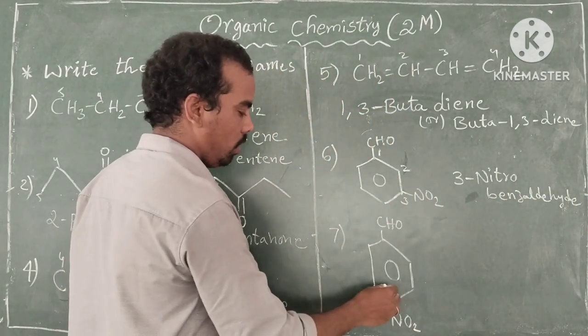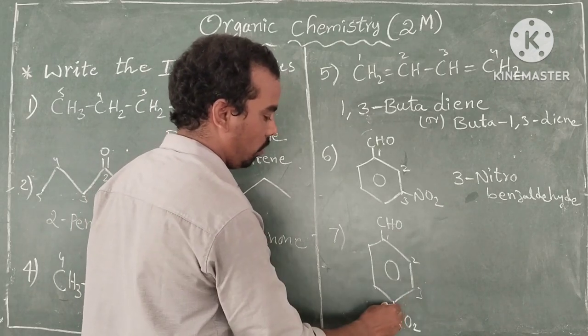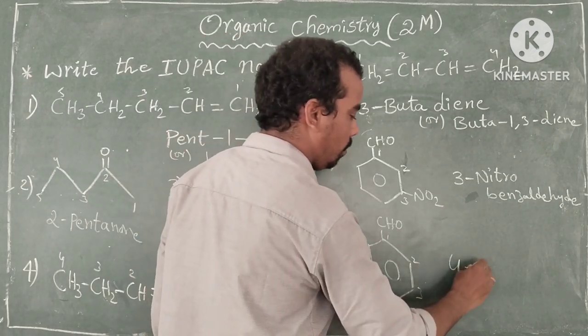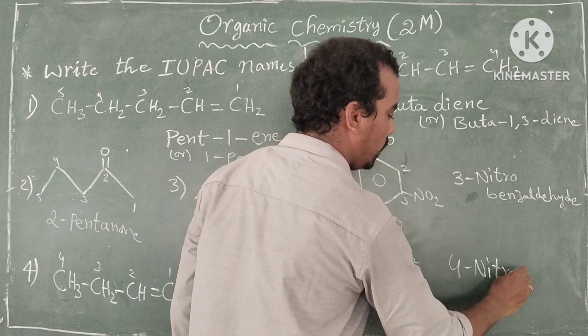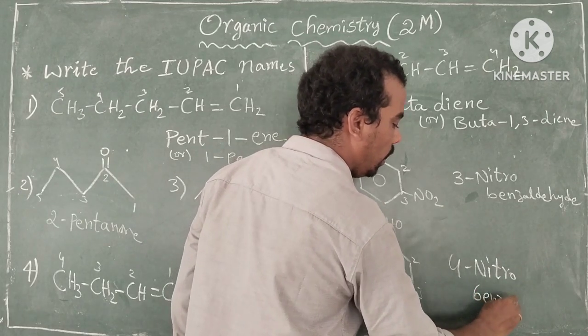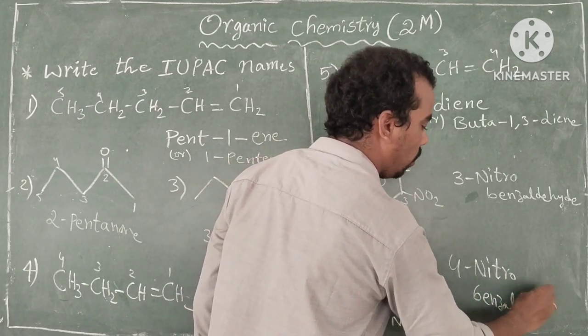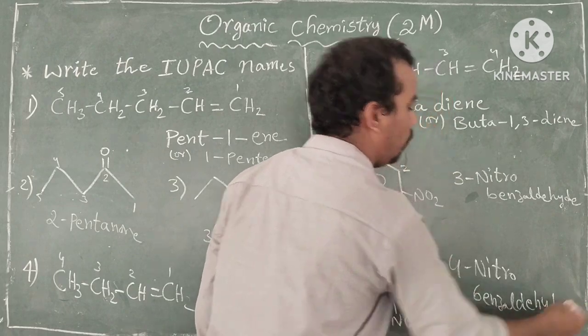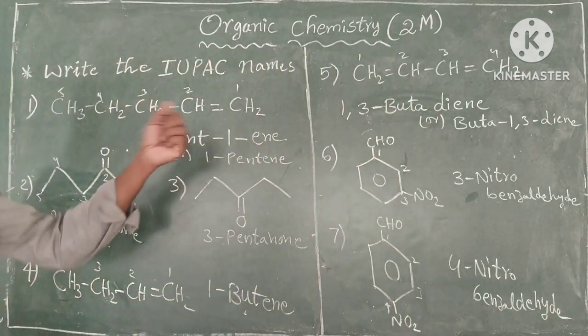Both are correct. So 1, 2, 3, 4. Fourth position NO2, so its name is 4-nitrobenzaldehyde or 4-nitrobenzene carbaldehyde. Both are correct. Okay, very important.